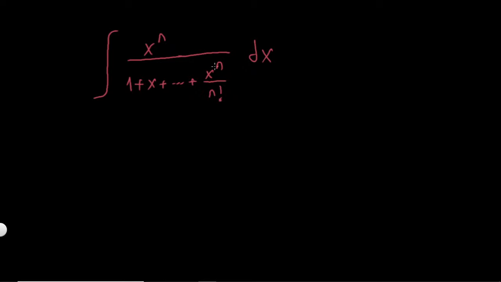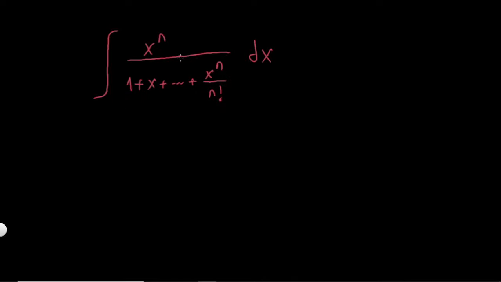Hi there, I have an integral problem for you, and let's see how we can solve it. So I have x to the n over this thing. The denominator looks like the e to the x expansion. It's not, it has nothing to do with it, but this can actually give us a hint because if I take the derivative of e to the x, it will be the same thing.